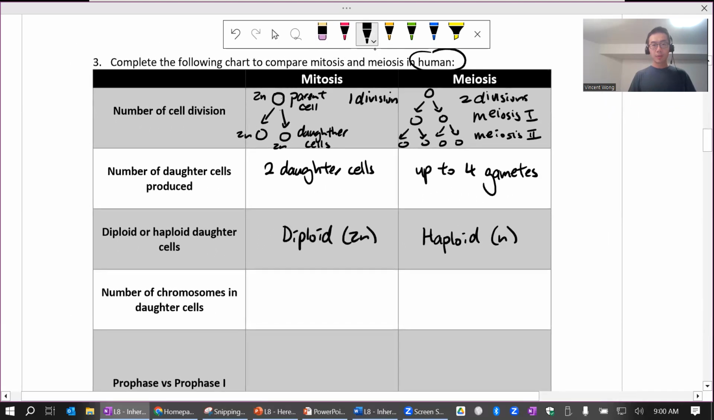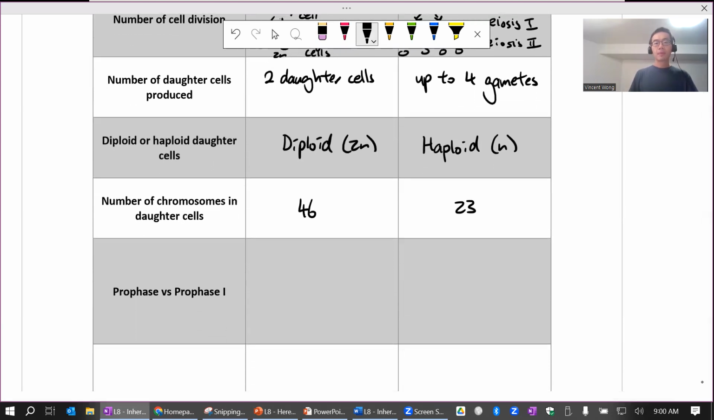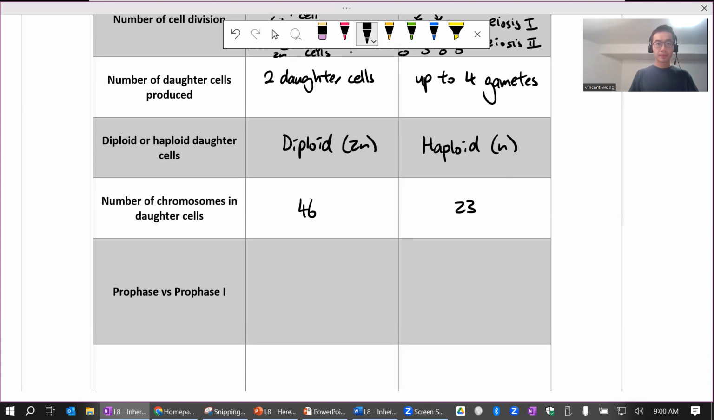And this is talking about humans, right? So that would be 46 chromosomes in total for mitosis and 23 for meiosis. All right.